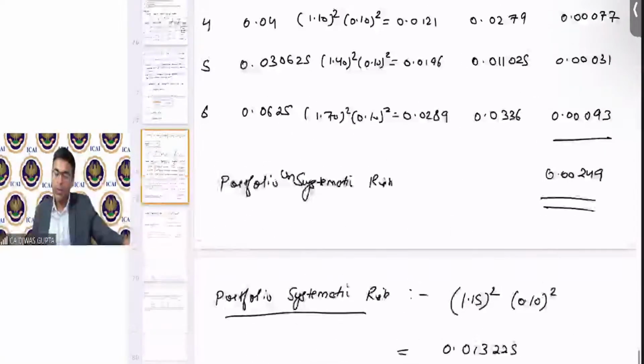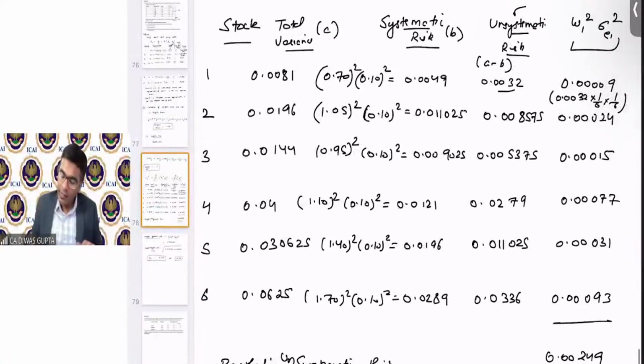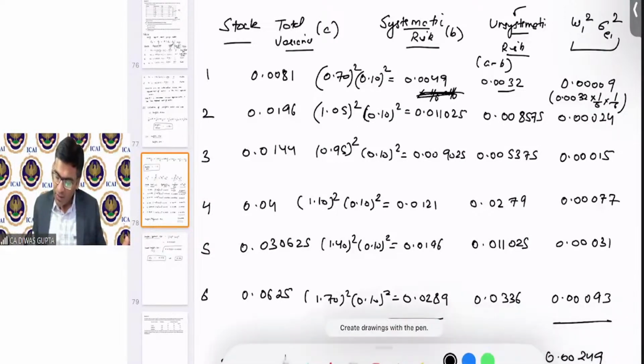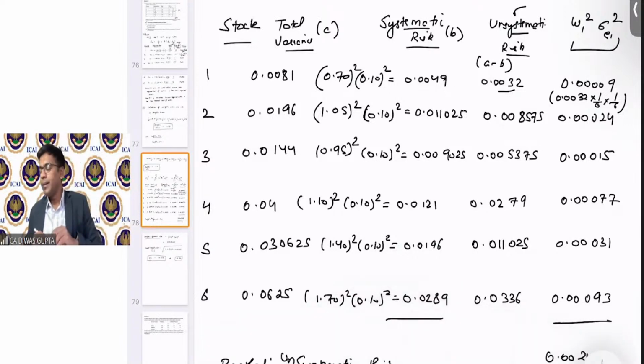Or else, Tanisha, to your question, we could have taken a total here, but first we need to multiply it with the weight square. So if we multiply 0.0049 into 1/6 into 1/6, and similarly for all these observations, then we can take a summation there. Then also the answer will be the same.